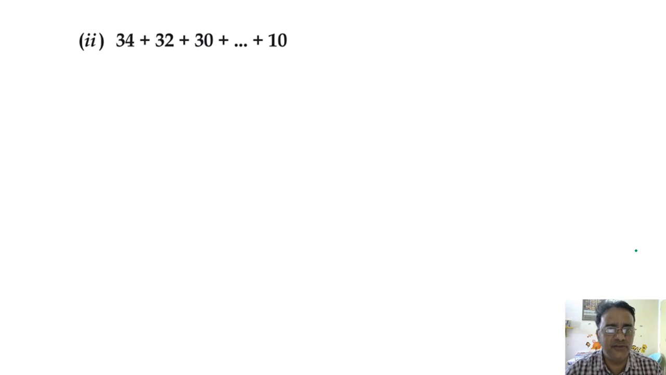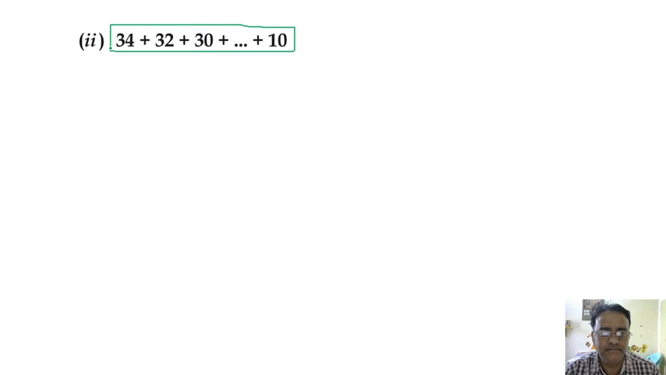Second bit is 34, 32, 30 plus so on up to 10. So what is the speciality of these numbers? Anybody? What you say about these numbers? The order of number. They are in descending order. Fine, descending order, very good. Decreasing by 2. Decreasing order means what is the value of D? What is the sign of D?